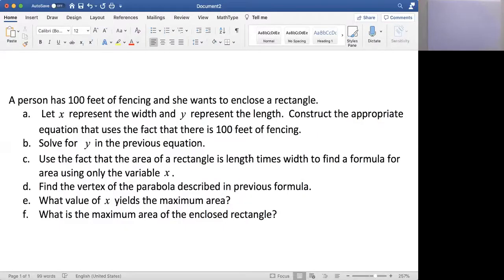So this question says a person has 100 feet of fencing and she wants to enclose a rectangle. And then it says, let X represent the width and Y represent the length. Construct the appropriate equation that uses the fact that there is 100 feet of fencing. X is the width, Y is the length.